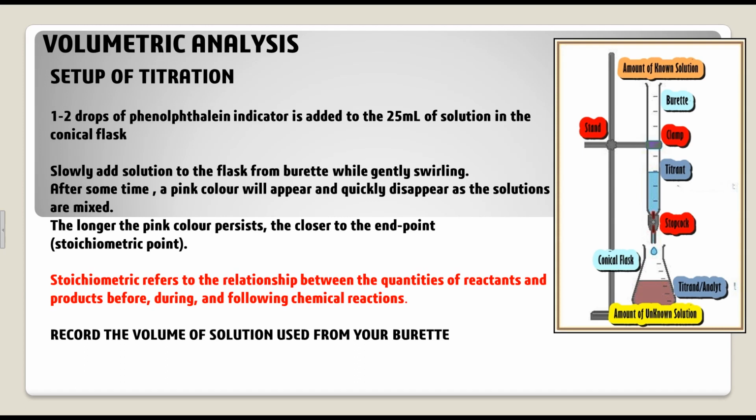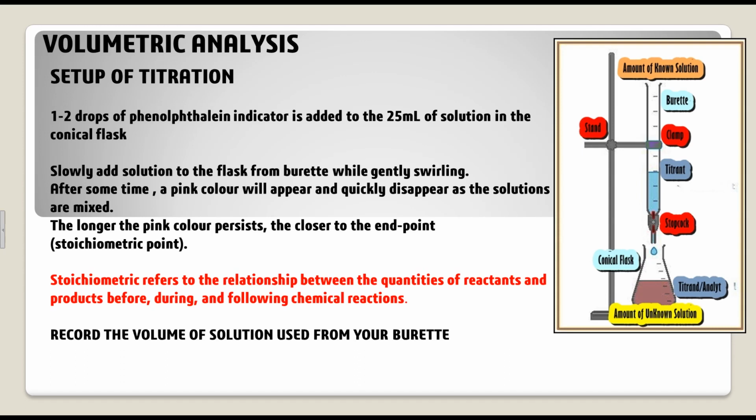Slowly add the solution to the flask from the burette while gently stirring. After some time, a pink color will appear and quickly disappear as the solution is mixed. The longer the pink color persists, the closer you are to the end point. This is called the stoichiometric point. What do we mean by the stoichiometric point? Stoichiometry refers to the relationship between the quantities of reactants and products before, during, and following a chemical reaction. Once you reach that end point, you have to record the burette reading.